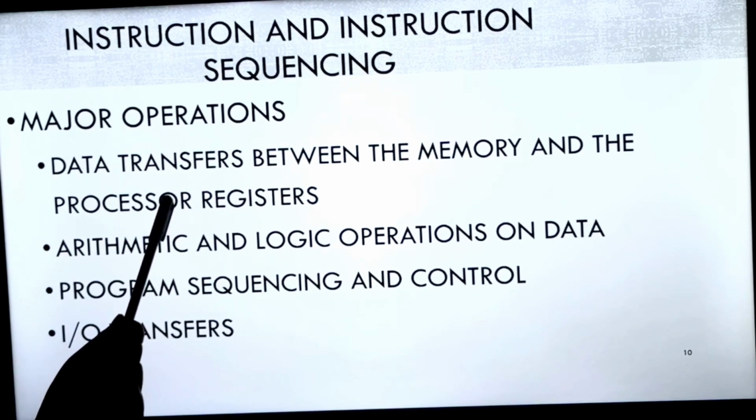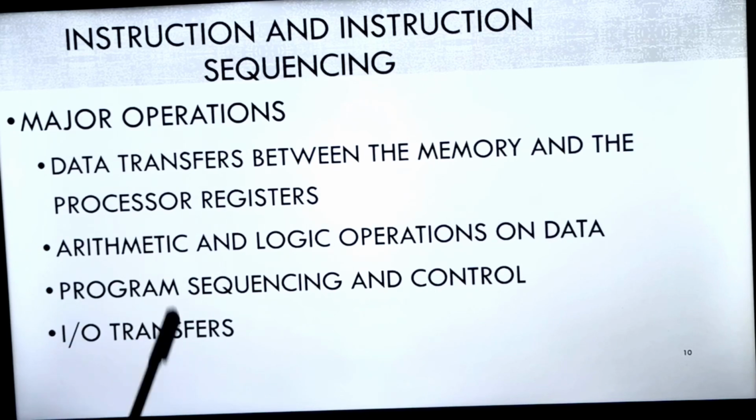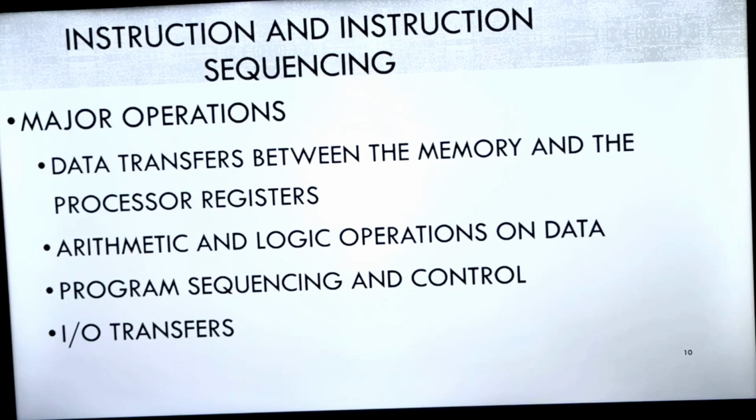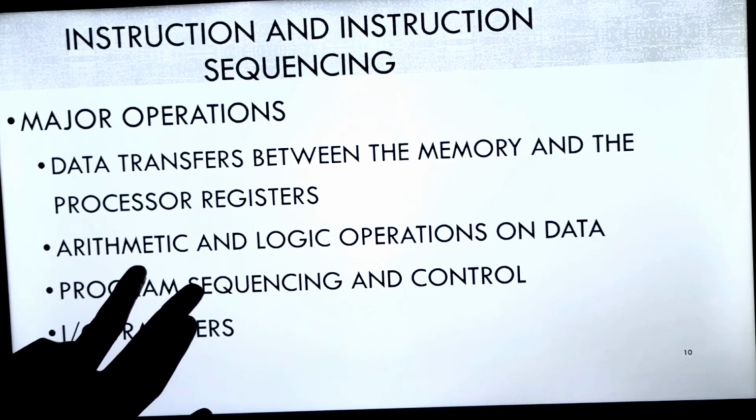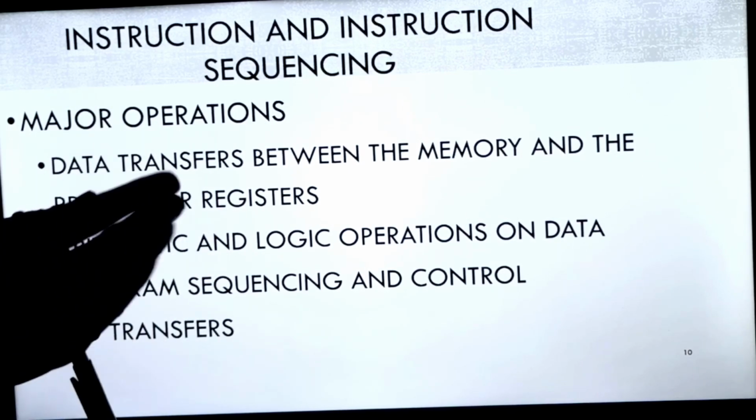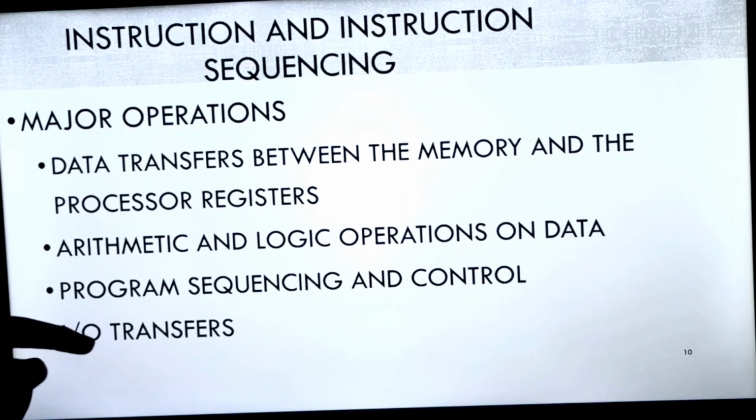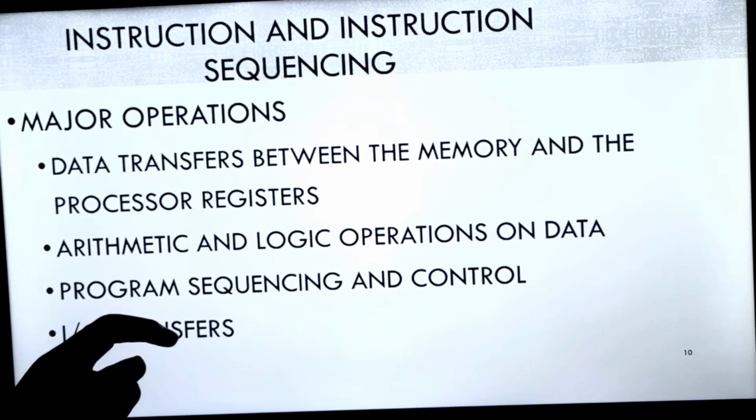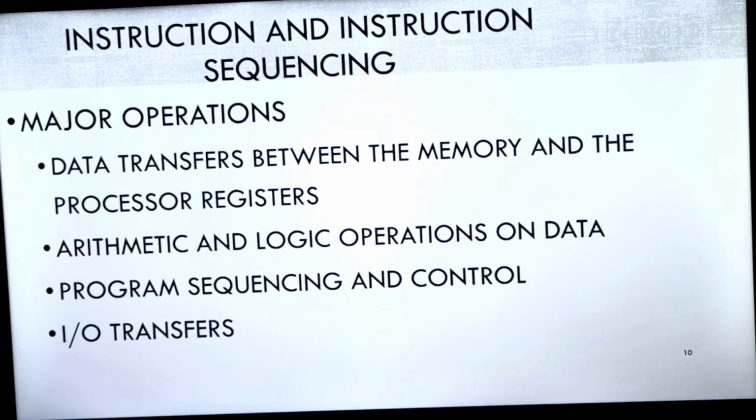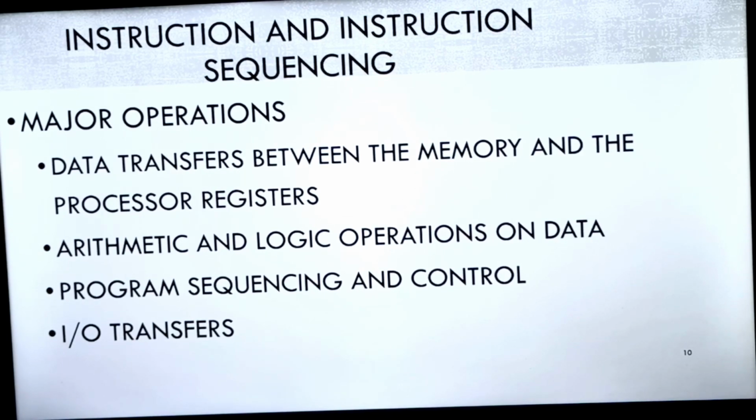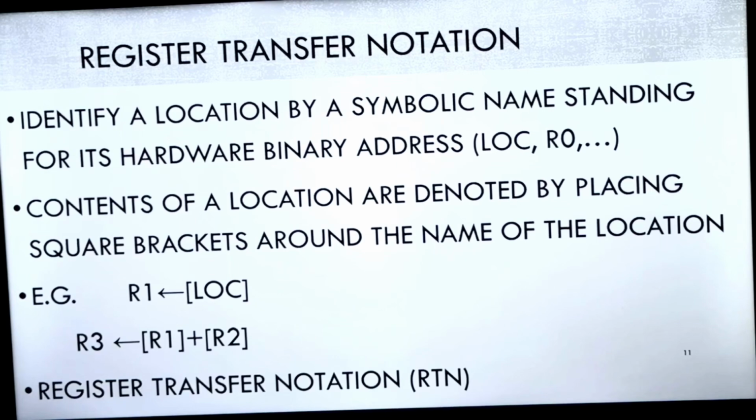Third one is program sequencing and control. What is program sequencing and control? It will sequence the flow of the program. Suppose you want A equals B plus C. So B should come first, C next, then you have to perform A equals B plus C. So there should be a proper sequencing, right? So this sequence controlling will be done through the instruction. Next is IO transfer. So once everything is done, you have to transfer back the result to your IO devices. Fine, I hope this is clear.